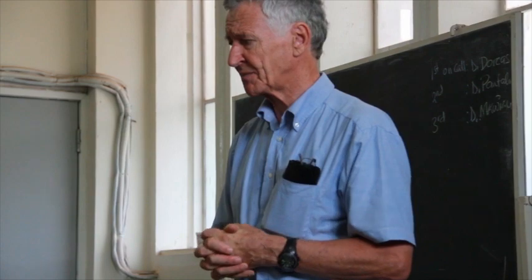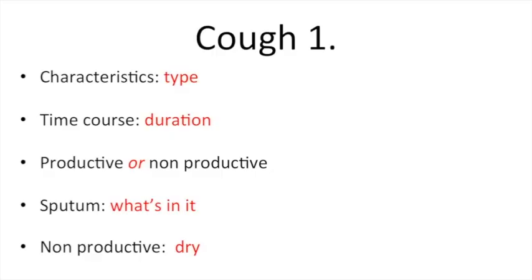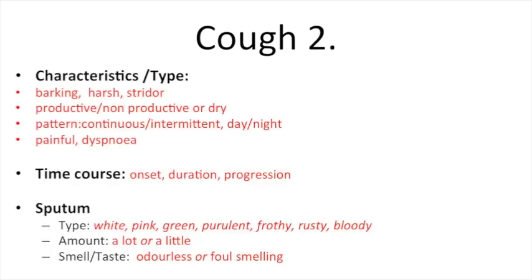The last main symptom that we concentrate on is cough. And cough is either productive or non-productive. And if it's productive, you always have to say what's in it. And in summary, you know this, but the cough can be what's called mucoid or purulent or contain blood. And if it's blood, then that's called hemoptysis.